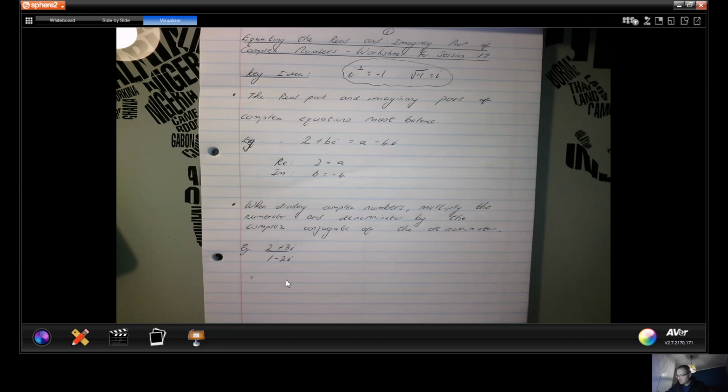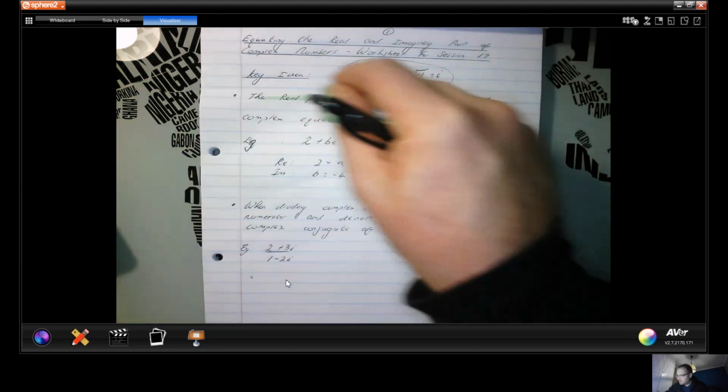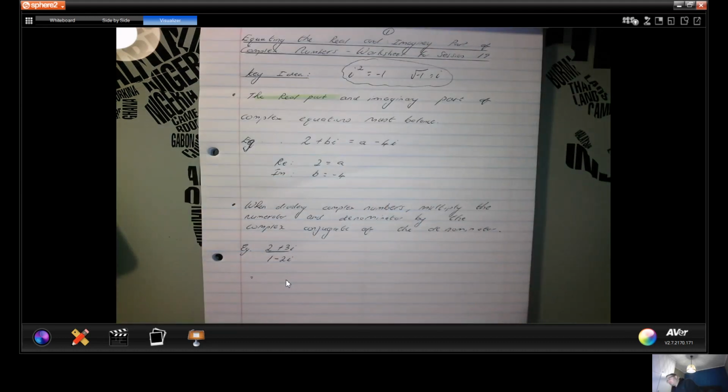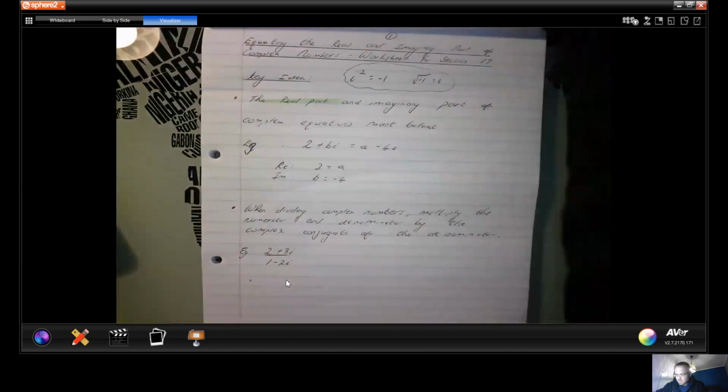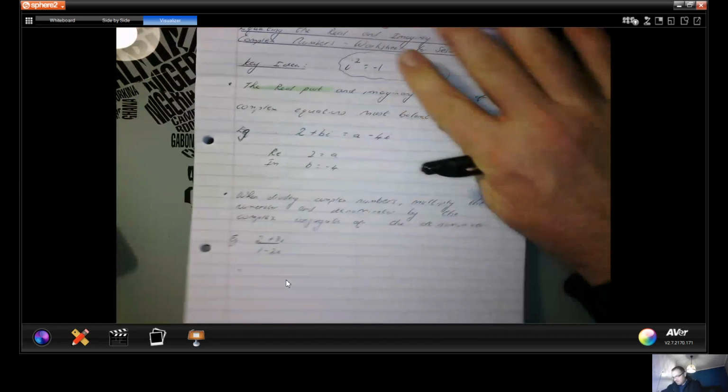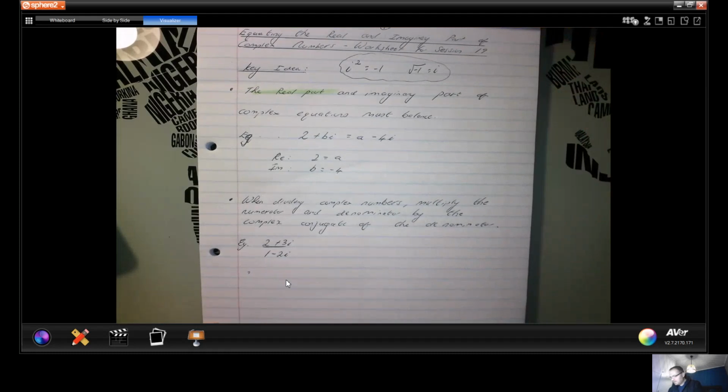It's the same thing with the real part and the imaginary part of complex numbers. So they must also balance.